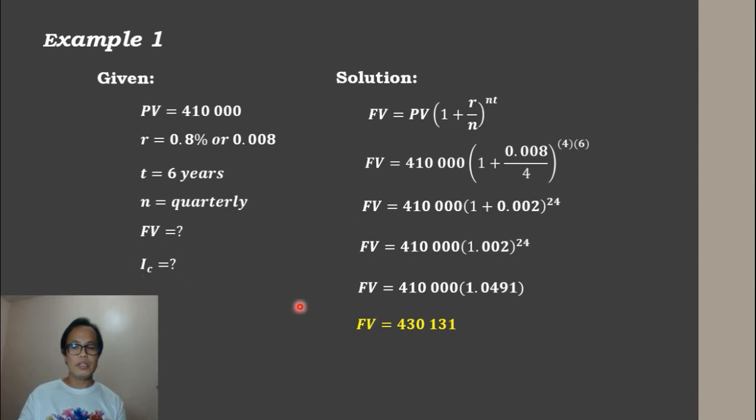The compound interest is the future value minus the present value. So we already have the future value which is 430,131. Then minus the present value which is 410,000. So that would give us our compound interest is 20,131. Meaning this is the interest gain all throughout 6 years with an interest rate of 0.8% compounded quarterly.